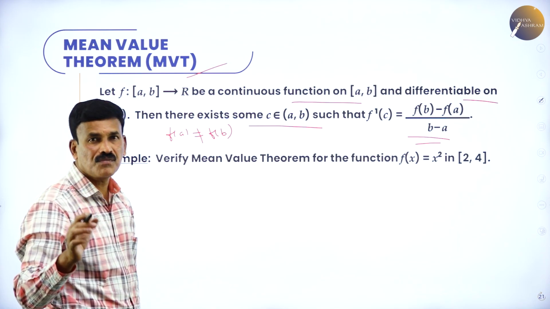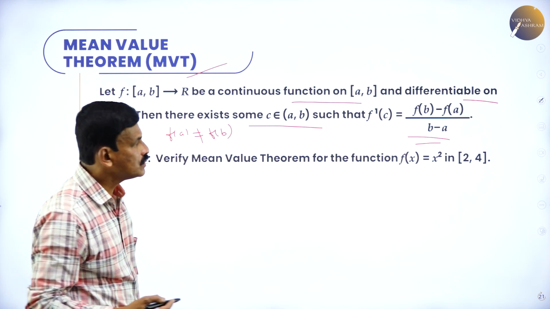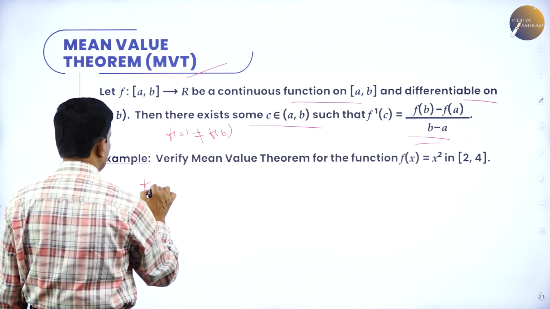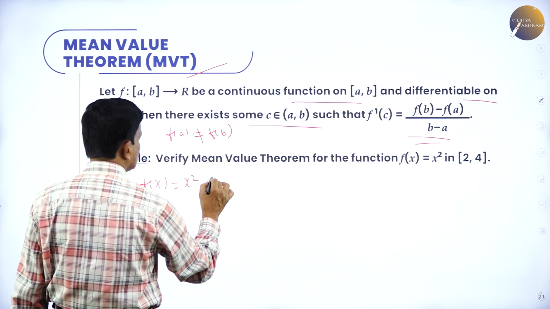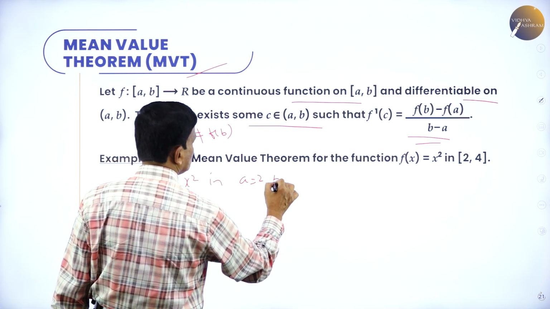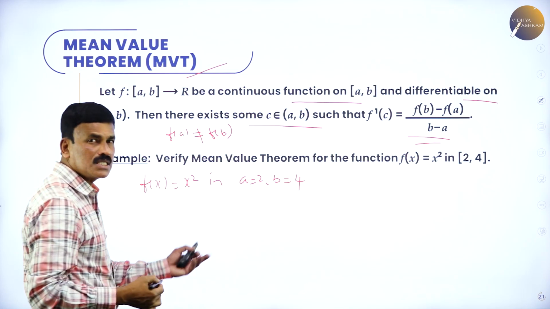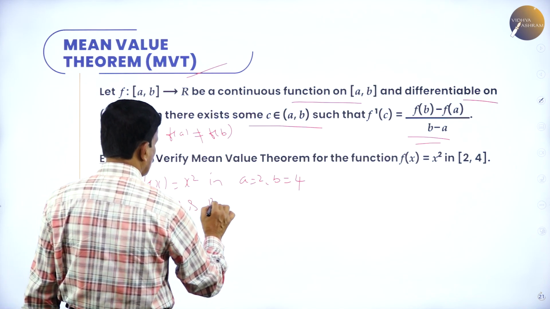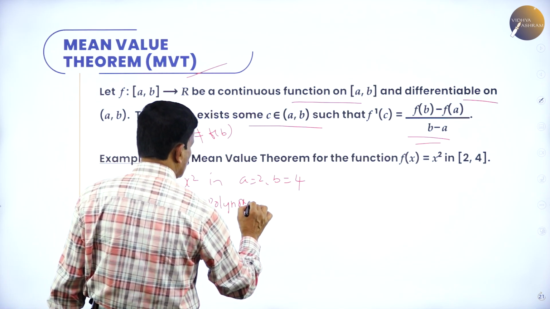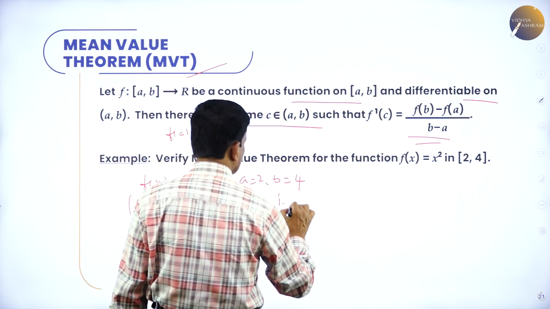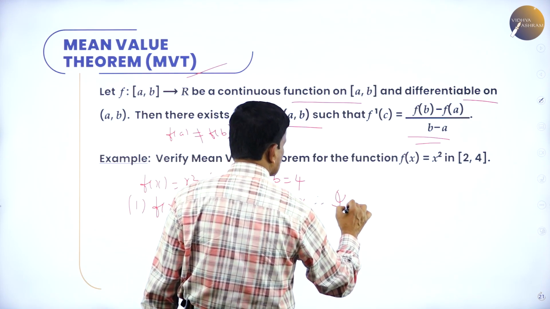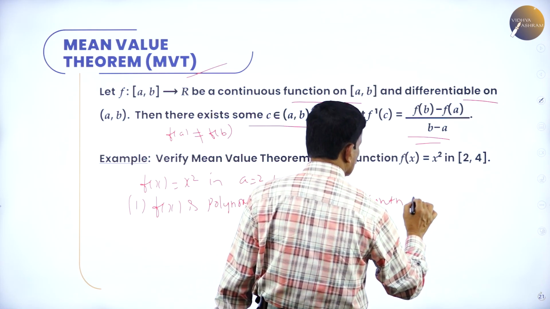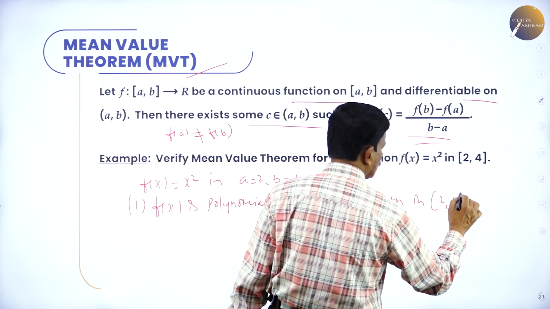So if Rolle's theorem fails, we will apply the mean value theorem. Now verify this. Verify the mean value theorem for the function f(x) is equal to x square, with a equal to 2 and b equal to 4. Since f(x) is a polynomial function in x, therefore it is continuous in the closed interval [2, 4].